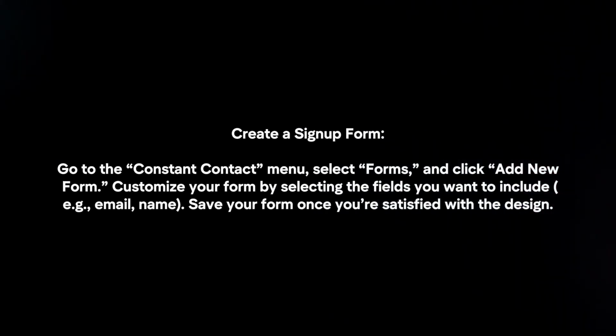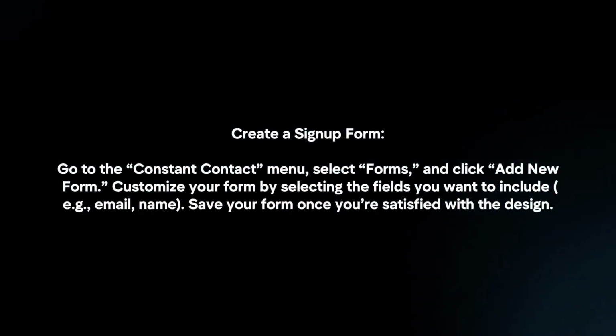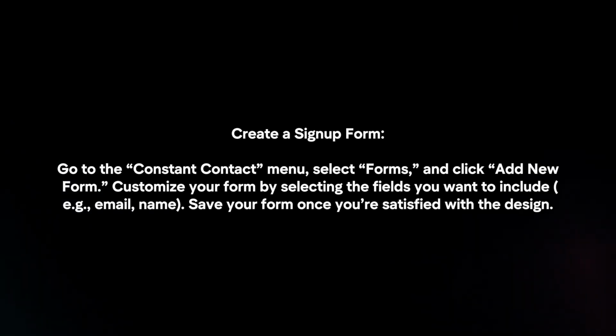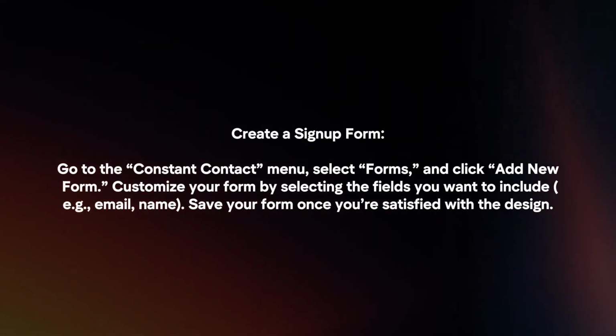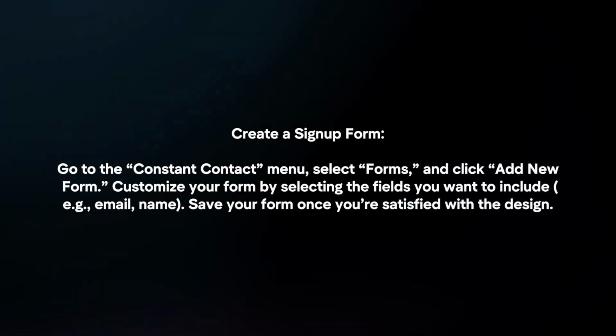Create a sign-up form. Go to the Constant Contact menu, select Forms and click Add New Form. Customize your form by selecting the fields you want to include. Save your form once you're satisfied with the design.